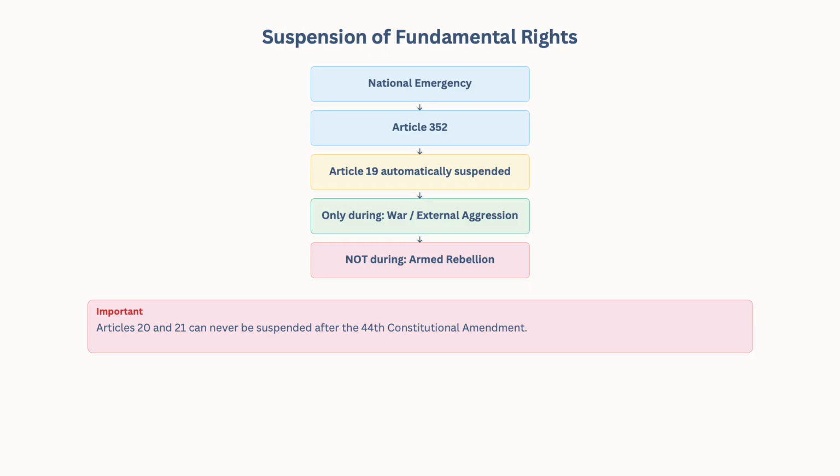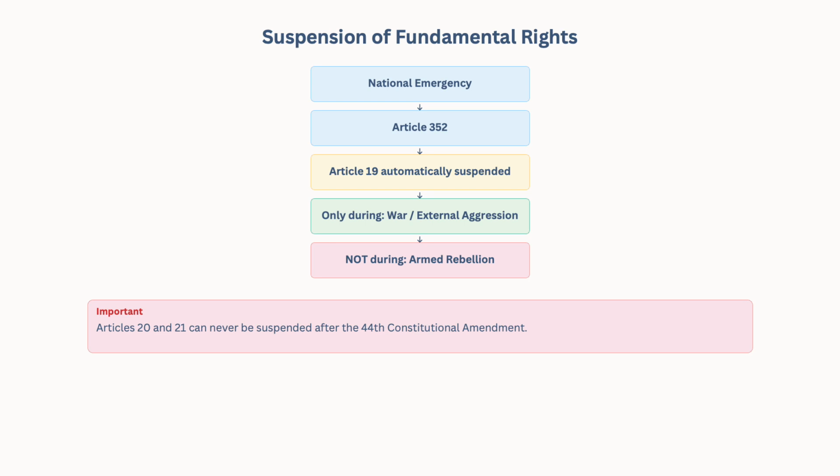There are two reasons why a national emergency is declared: during war or during armed rebellion. Armed rebellion is an internal matter, a rebellion within the territory of India. In such a situation, Article 19 won't be suspended. But the overall nation is affected when it comes to war or external aggression. External aggression means, for example, China or another country attacking India. That's a very big thing. So at such a time, Article 19 is suspended.